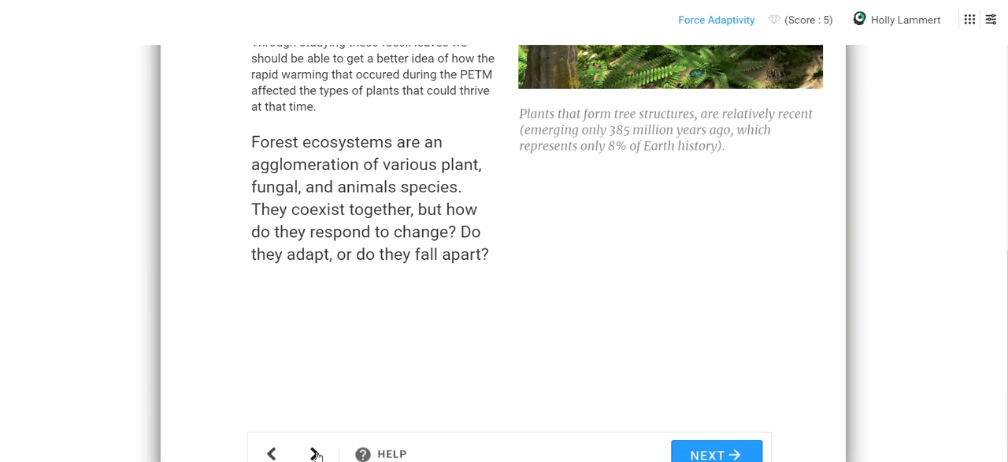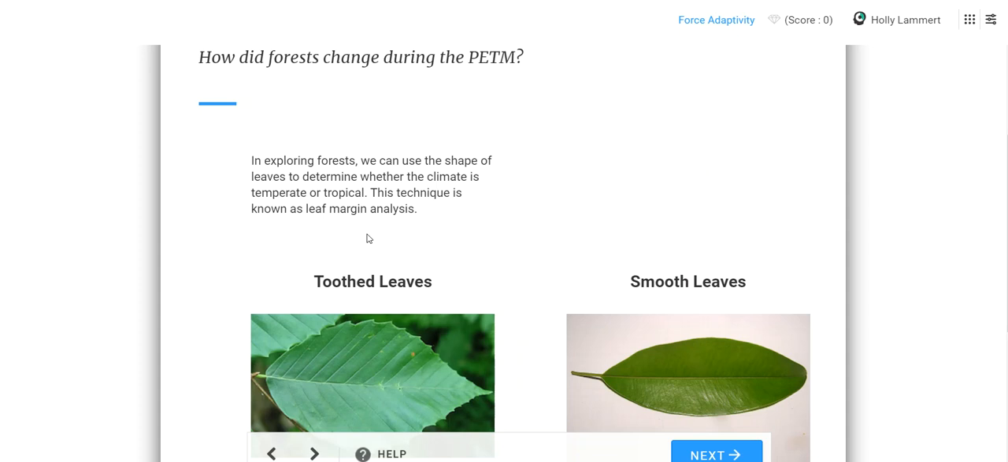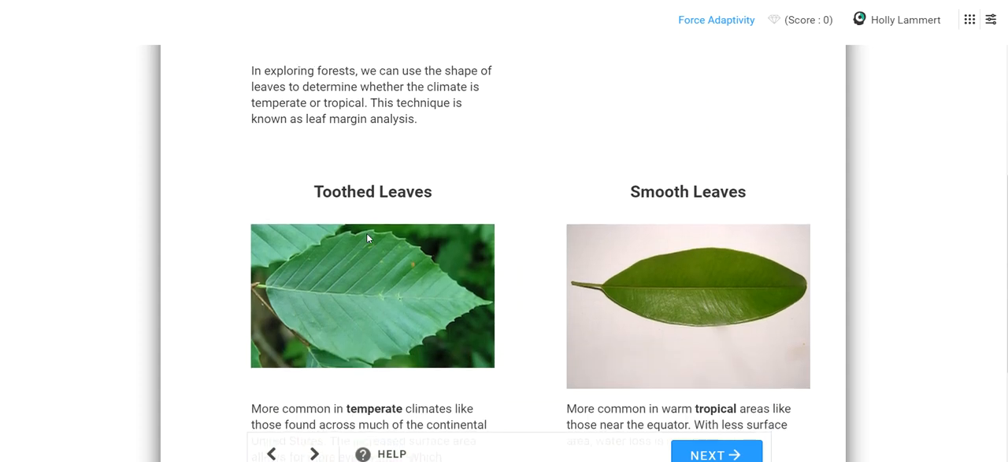Okay. So how did the forest change? We're going to look specifically at the shape of leaves to determine whether the climate is temperate or tropical. This technique is known as leaf margin analysis. Oh, this is really cool.